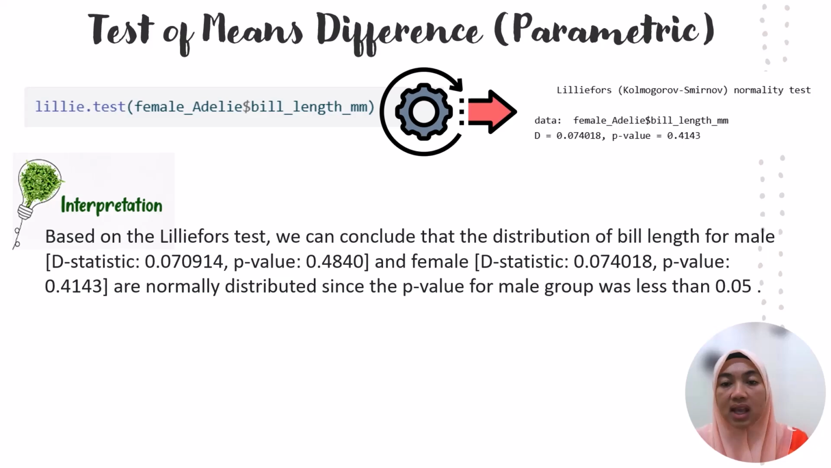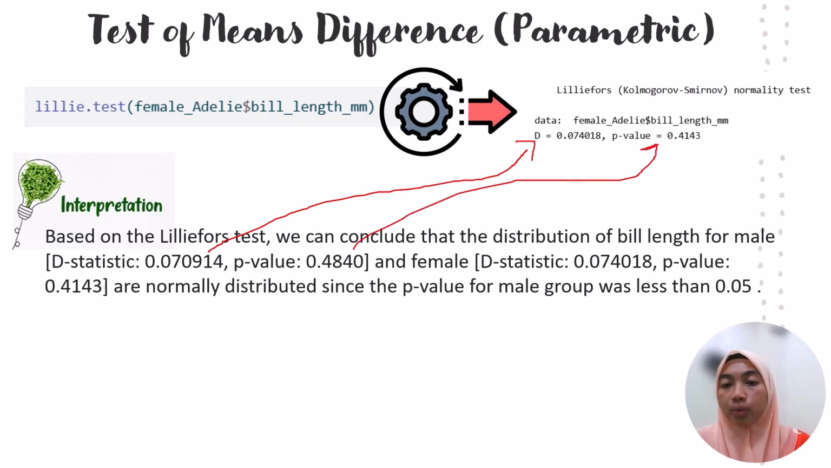is 0.0709114. You can see the D statistic here; this is your result, with the p-value of 0.4840. So here is our p-value. And for male, the result is 0.07408 with the p-value 0.4143. Both are normally distributed since the p-values are greater than 0.05.